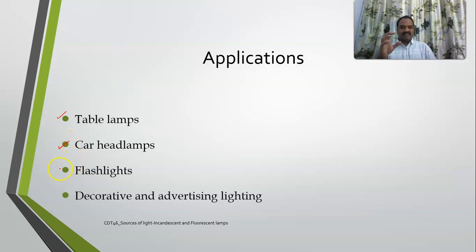Still, we are using these for table lamps and car headlamps, because these require instantaneous illumination, right? Flashlights. If a flashlight illuminates very slowly, then there is no purpose to a flashlight or a car headlamp. Imagine if you have a car headlamp which starts very slowly. Immediately what happens? An accident will happen. So that's why you need a lamp which starts immediately. In this case you can use incandescent lamps, and also partly for decorating and advertising lighting.